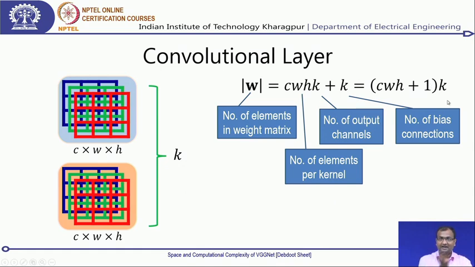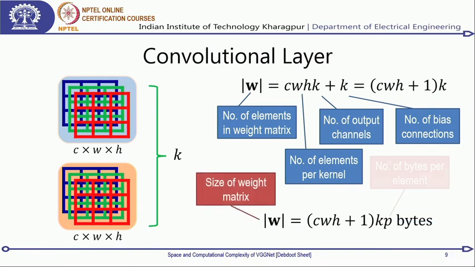Now, if you get back to your fully connected neural network, you remember that if I had n neurons in the input and k neurons in the output, then CWH is basically equal to n. So it becomes (n plus 1) times k. That is pretty straightforward.